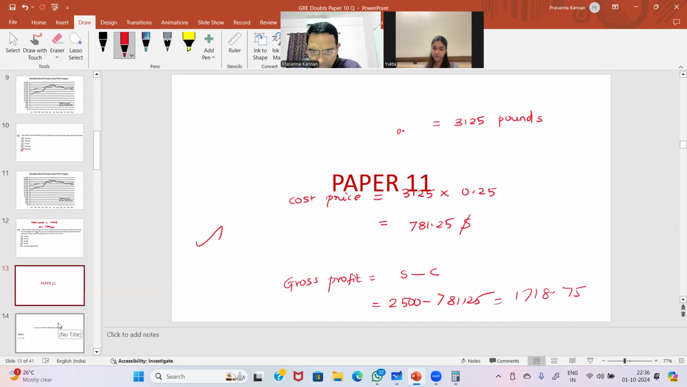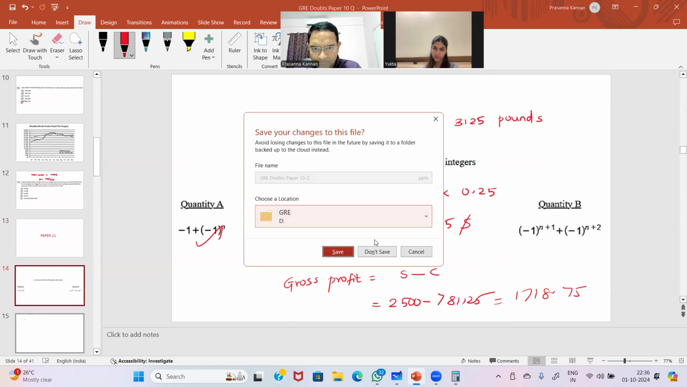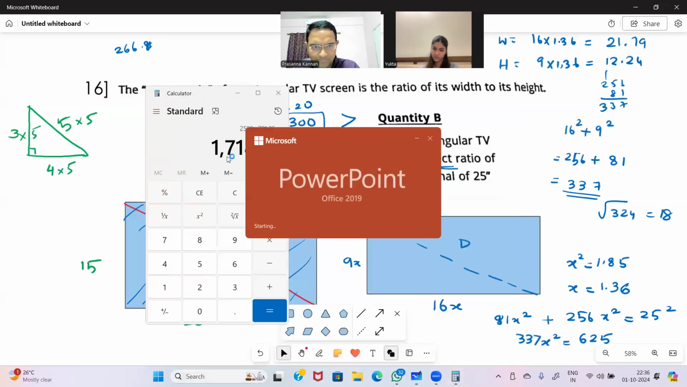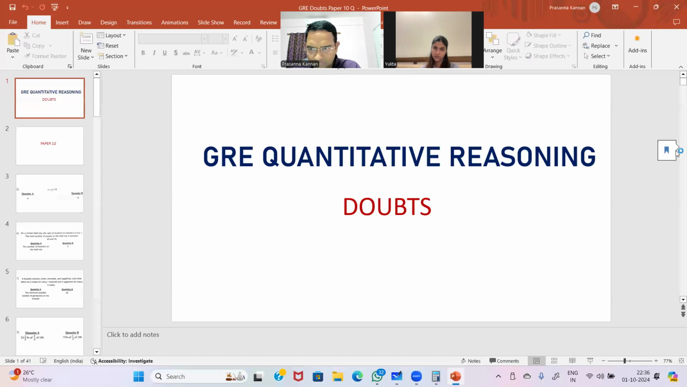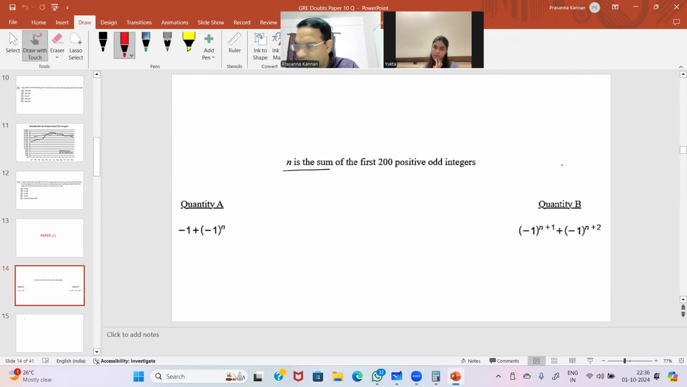Next, we move on to paper 11. Okay. So this was your doubt, right? N is the sum of first 200 positive odd integers. Then what is quantity A and quantity B? So one method of doing this is finding this value, right, Yukta? So how do you find that?